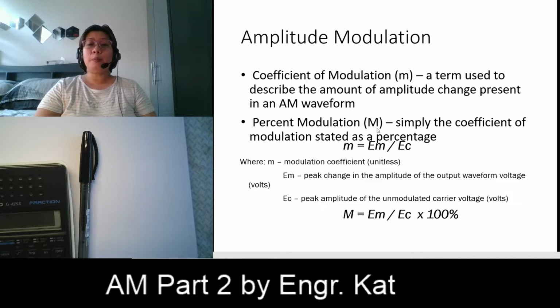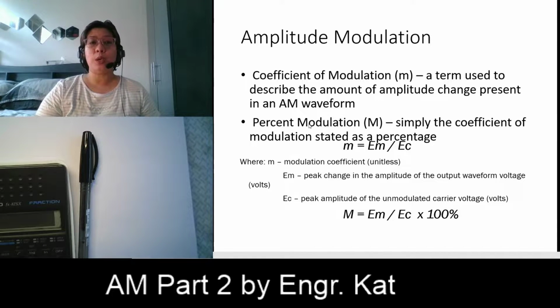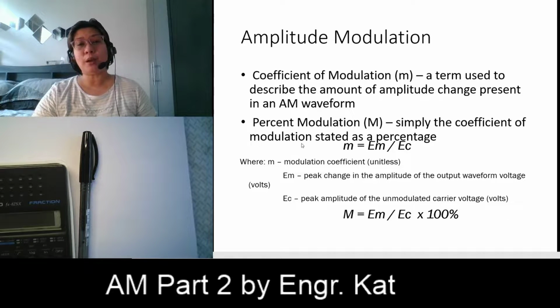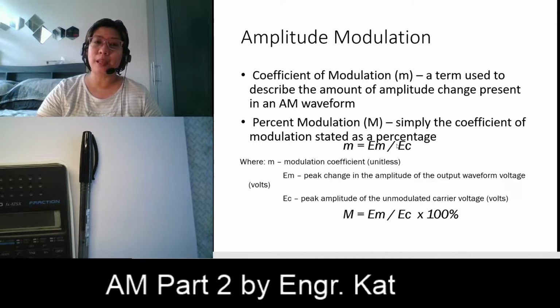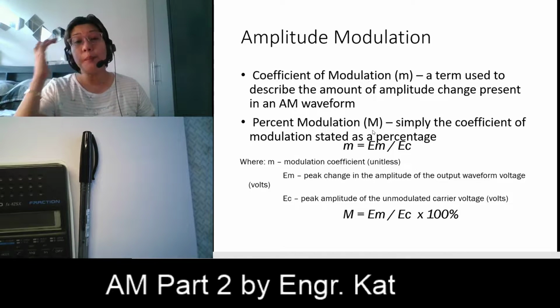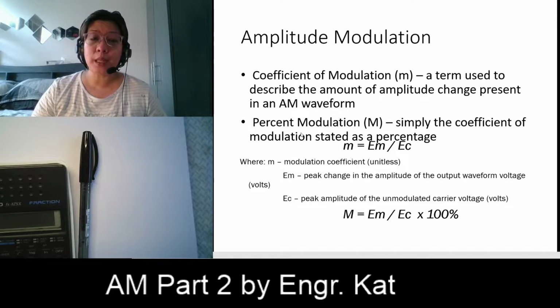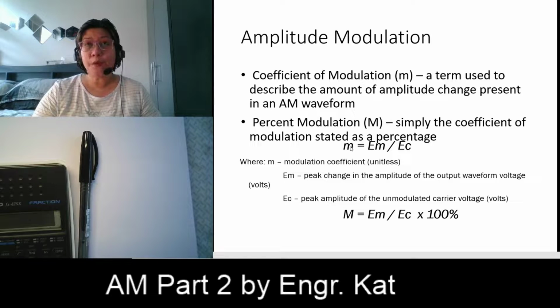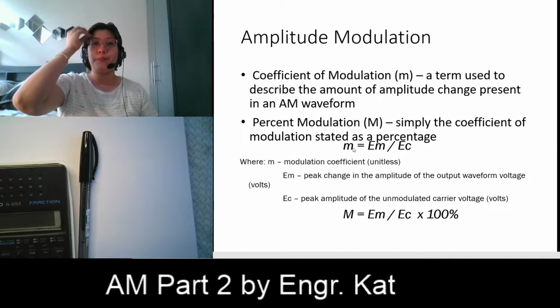Okay, so big M is what we call the percent modulation. The percent modulation is simply the coefficient of modulation stated as a percentage. Capital M, or the percent modulation, gives the change in the amplitude of the output wave when the carrier is acted on by a certain modulating signal.